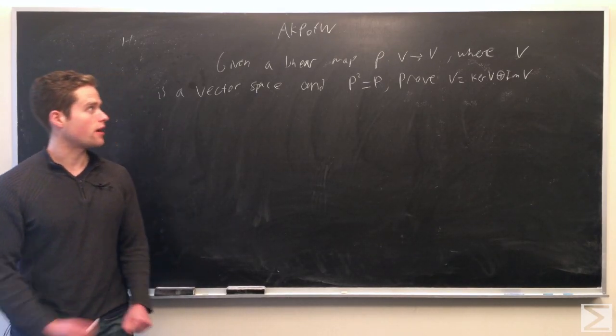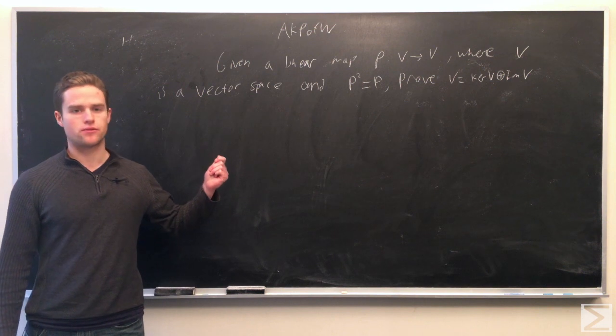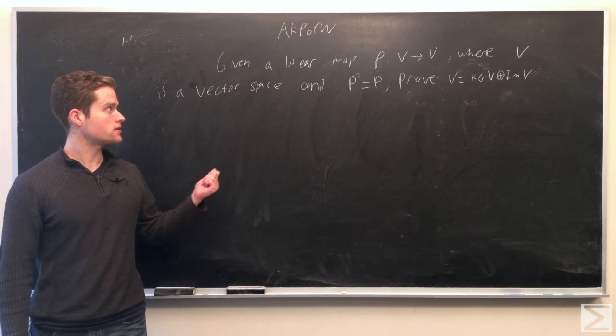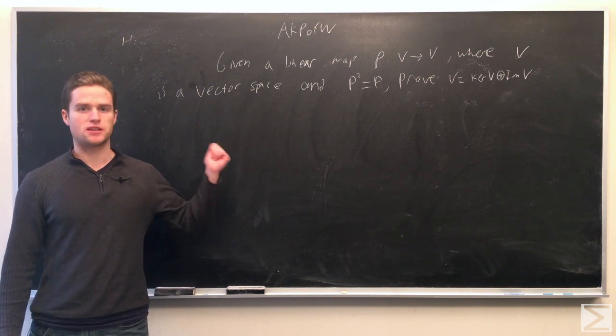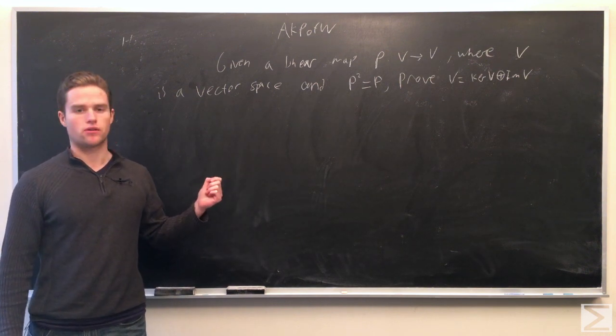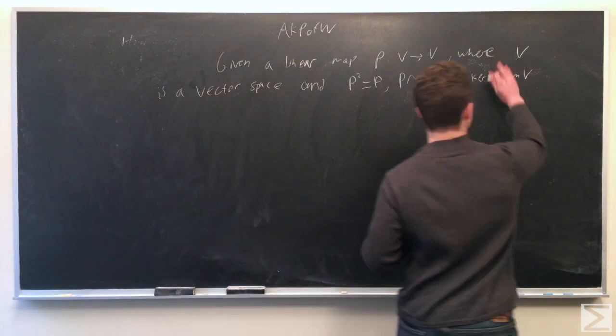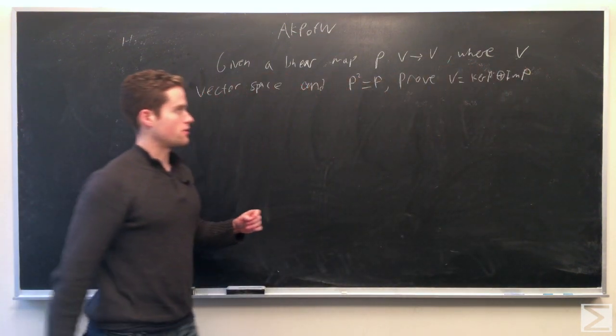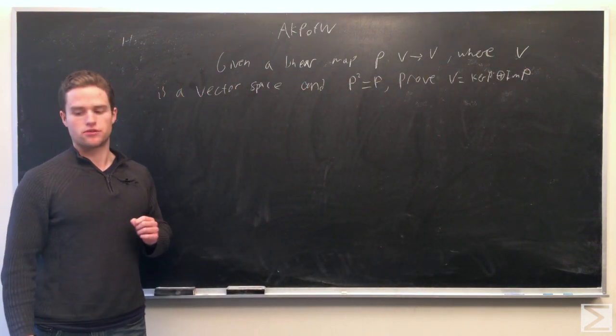For this week's problem, we're given a linear map P from V to V, where V is some vector space. Also given that P satisfies P squared equals P. And we want to prove V is the direct sum of the kernel of P with the image of P.